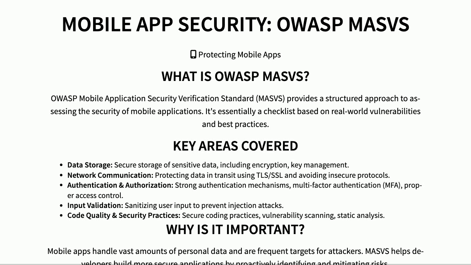It covers everything from how data is stored securely and protected when being sent over networks, all the way through authentication and authorization, making sure only authorized users can access sensitive information. It's really about building secure coding practices into the app development lifecycle, preventing common issues like injection attacks and ensuring high-quality code. MASVS helps protect a huge amount of user data, so it's crucial for any mobile application security engineer.